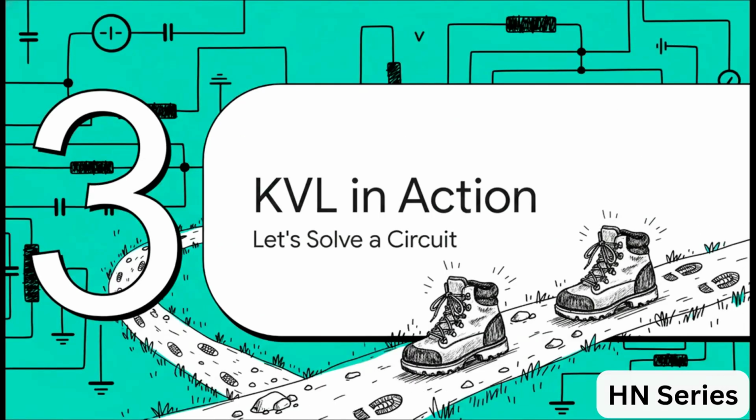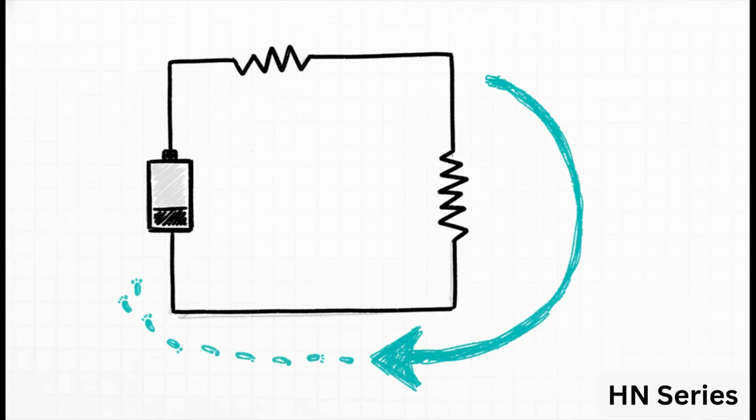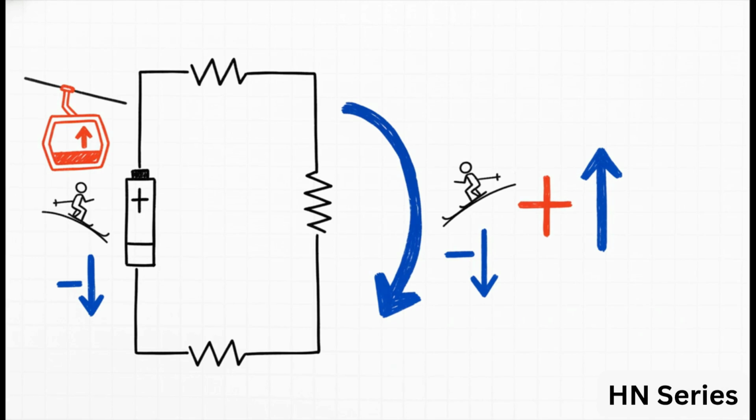All right, so the theory is cool, but let's actually see this thing work. Let's walk through a real circuit and put KVL into action. Okay, first things first, we need to find our hiking trail. In any circuit, this is just a closed path that the current can take. For a simple circuit like this one, it's pretty easy to spot. There's one obvious loop to follow. Next up, we just have to decide which direction we're walking around the trail. Let's just say we're going clockwise.